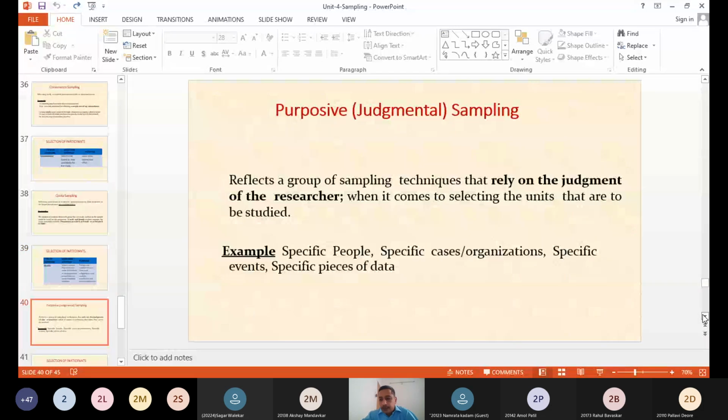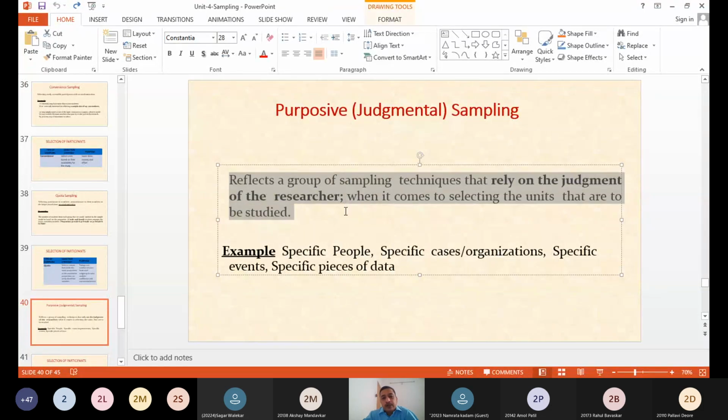So going ahead, another method of non-probability sampling is purposive sampling, which is also called judgmental sampling. This purposive or judgmental sampling reflects a group of sampling techniques that rely on the judgment of the researcher. So here, the sample is selected based on the judgment of the researcher when it comes to selecting the units that are to be studied.